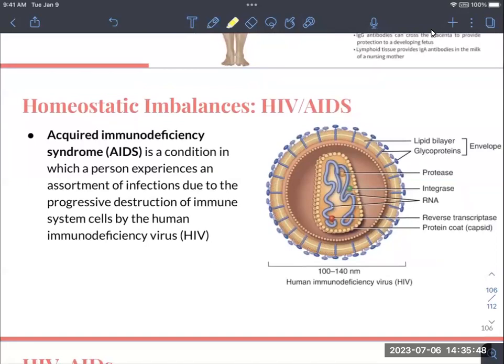HIV and AIDS, or acquired immunodeficiency syndrome. That's what AIDS stands for. A person who has acquired immunodeficiency syndrome tends to experience lots of different types of infections because their immune cells are invaded by this HIV virus, this human immunodeficiency virus.